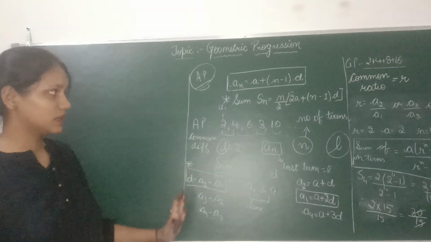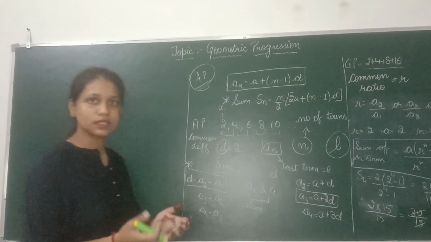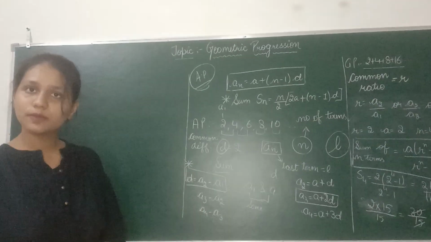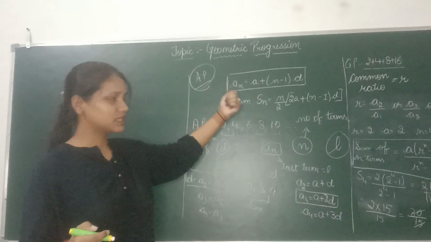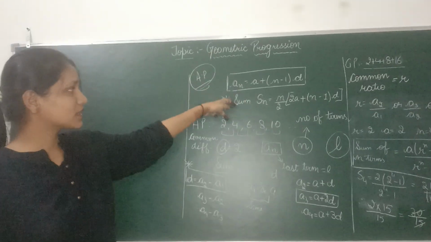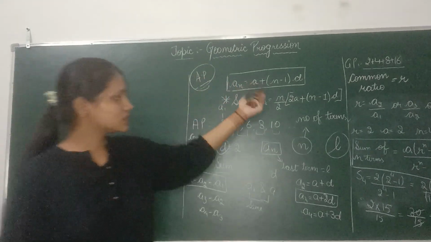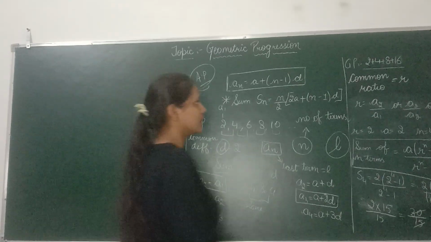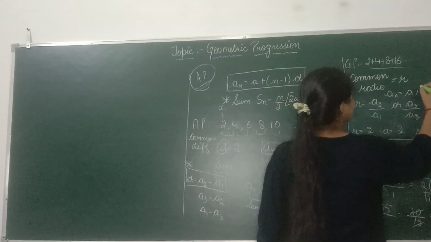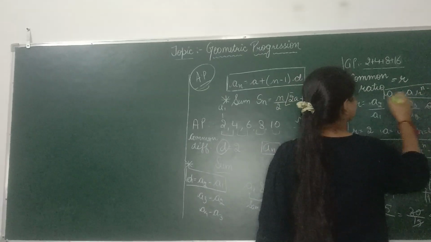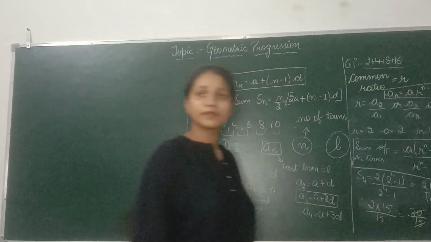First of all, we are discussing the difference between arithmetic progressions and geometric progressions. I am again repeating the formula for an: for the arithmetic progression it is this one, and for the GP, an is equal to a r to the power n minus 1. Writing the formula here.